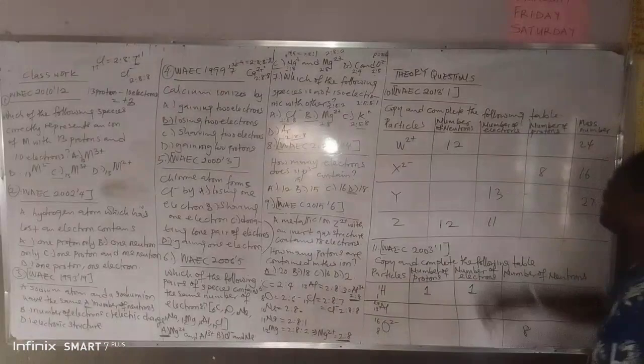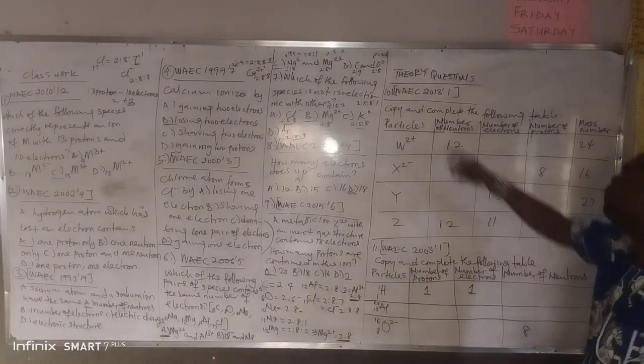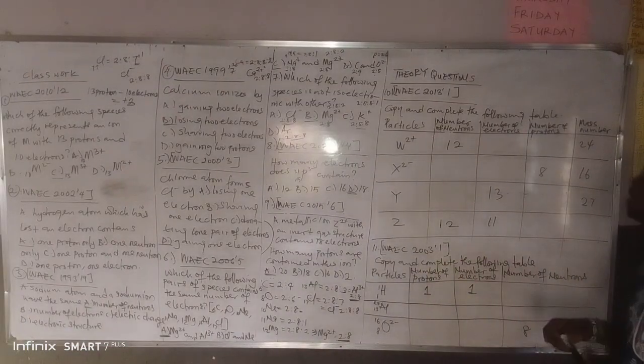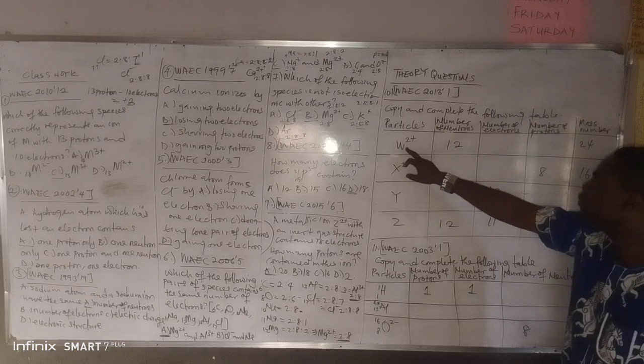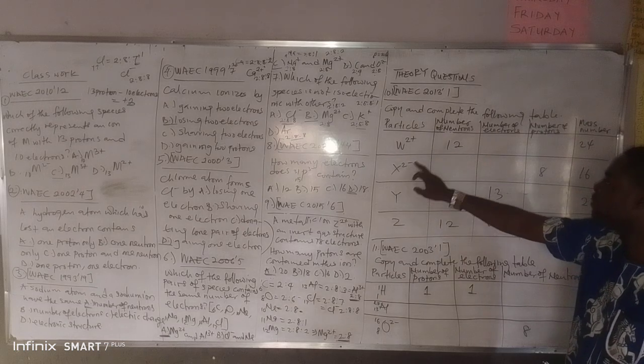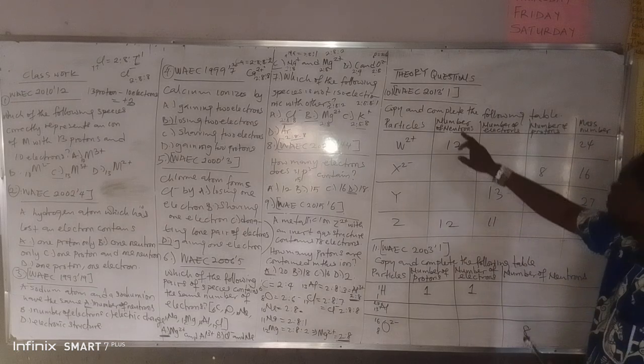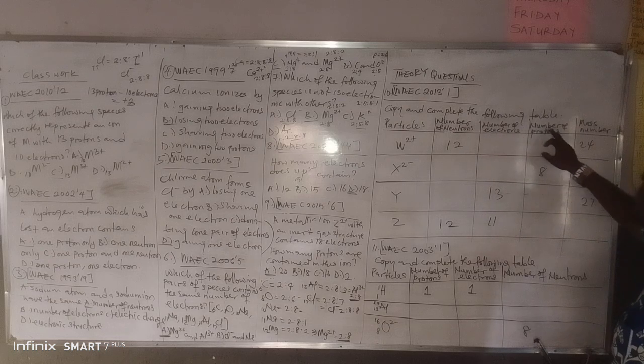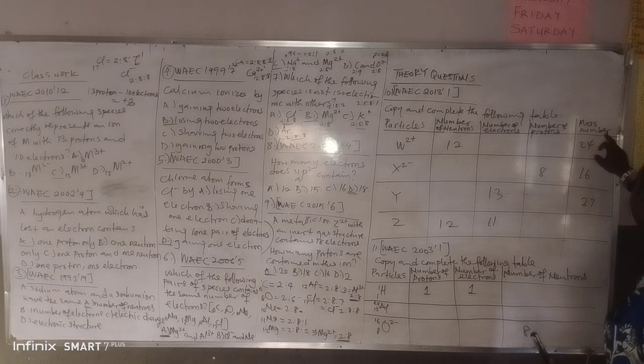Now, look at this table. These are theory questions now. You are asked, this is 2013, copy and complete the following table. You have particles W 2+, X 2-, Y, and Z. Columns are number of neutrons, number of electrons, number of protons, and mass number.